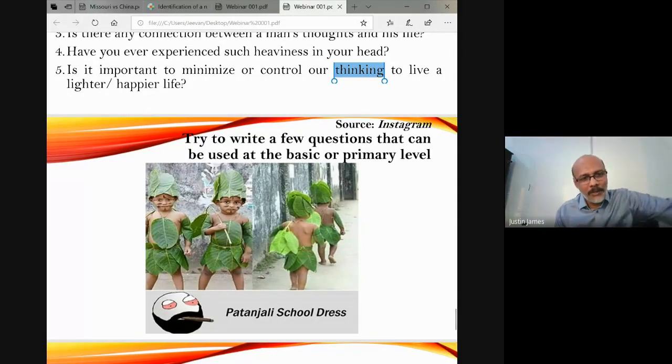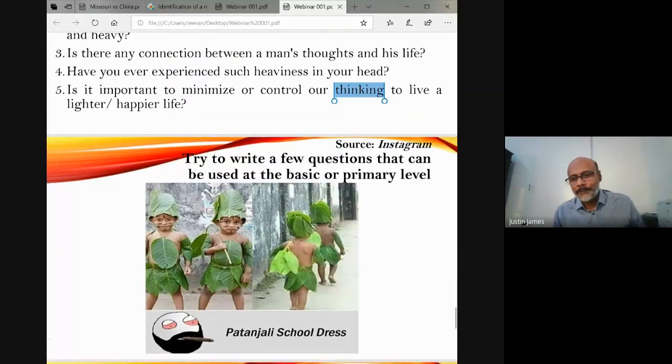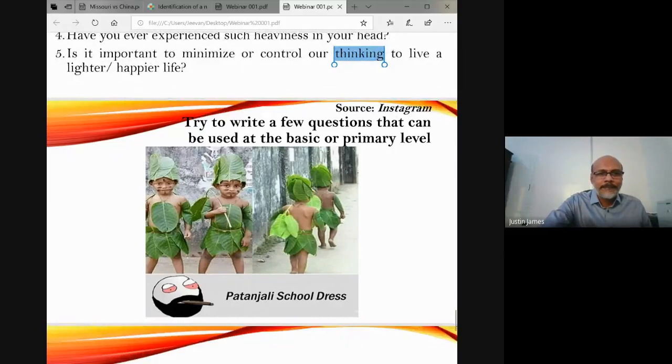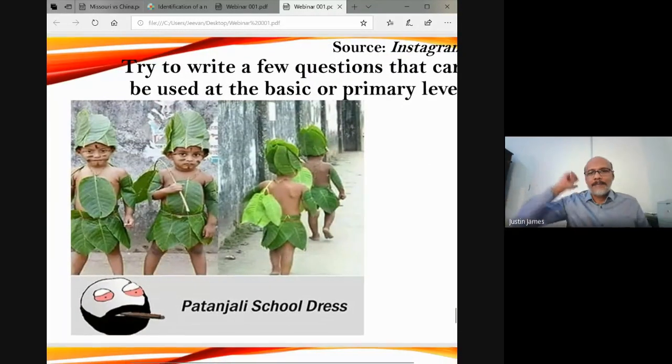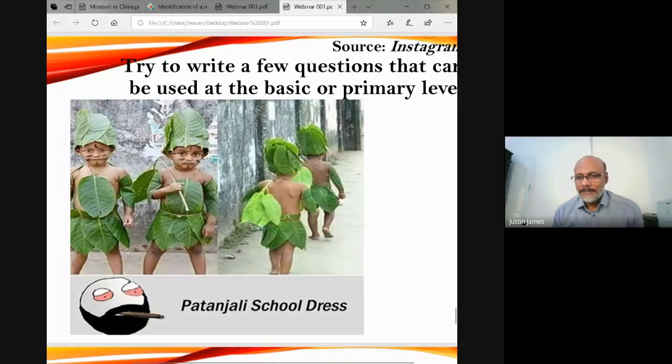Okay, if the same picture you are going to use in a college, what kind of questions will you ask them? You want to use higher order thinking skills or critical thinking? Please look at the phrase there, Patanjali school. It's a satire, isn't it?